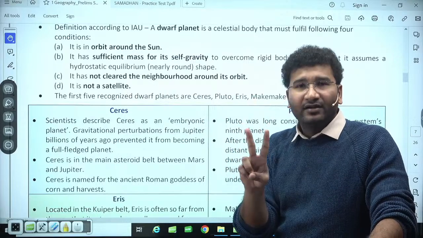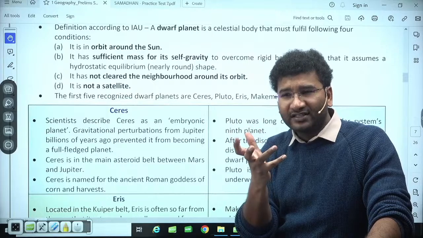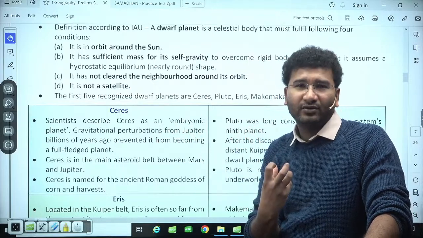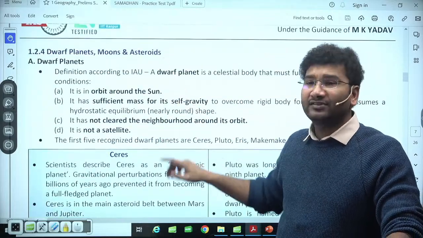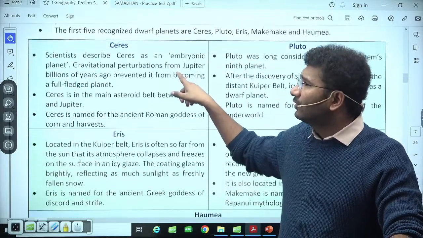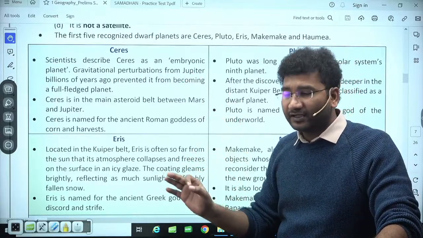It should not have the capability to clear its own orbit, but it should be round. If something hits it, it should not disintegrate. These are the conditions of the formation of the dwarf planets. Now, how many dwarf planets are there? As of now, we have 5 recognized dwarf planets. What are these 5 recognized dwarf planets?